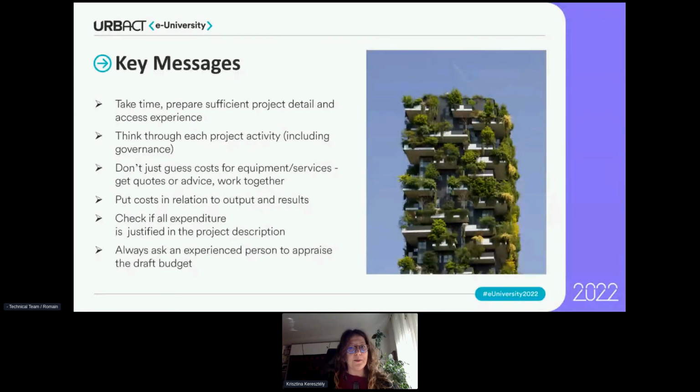And always ask an experienced person to appraise the draft budget. Yes, when you already have the first draft of your budget, always go and appraise it and see if everything is corresponding to your budget.